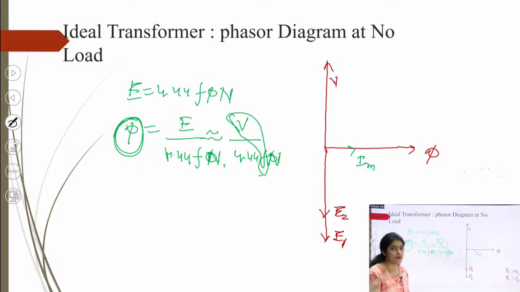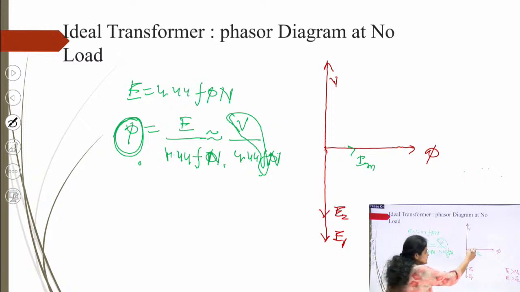If your material has lower permeability, you need a large amount of magnetizing current to set up that much flux. So in the ideal case, you assume that the permeability of the material tends to infinity. That means a very small magnetizing current is required to produce that constant flux. So the concept of magnetizing current is that only, right?